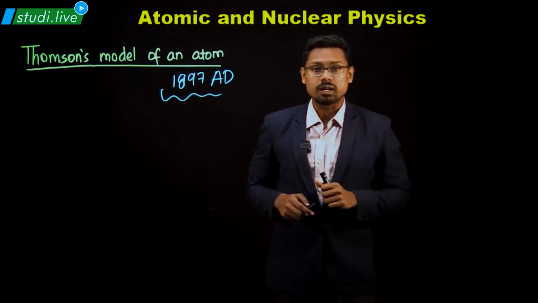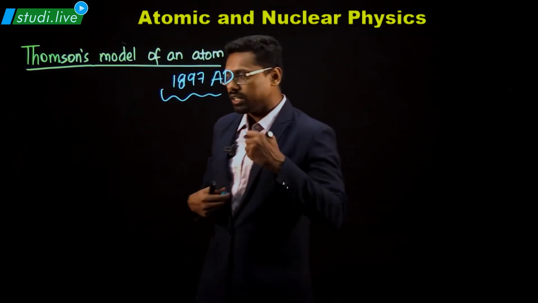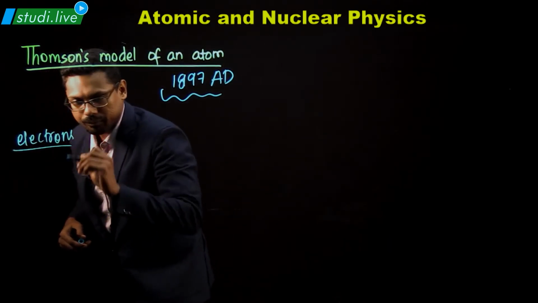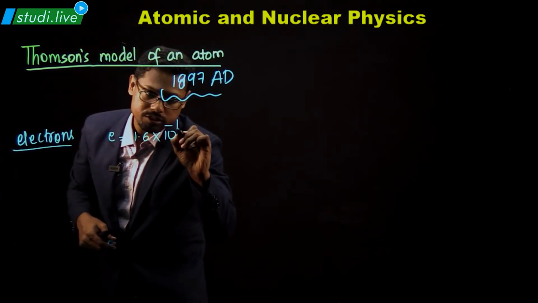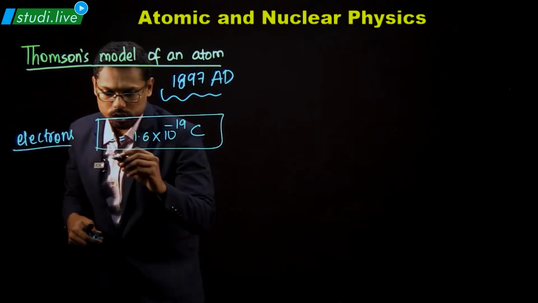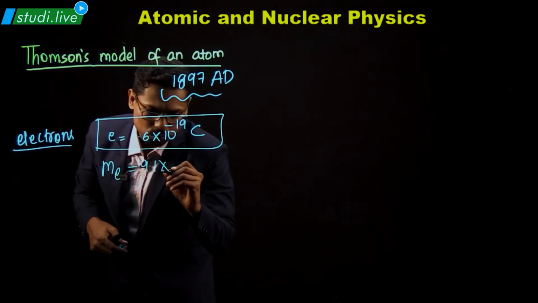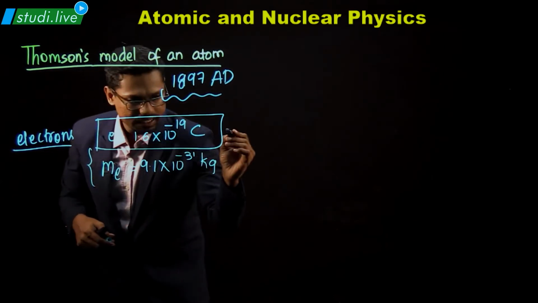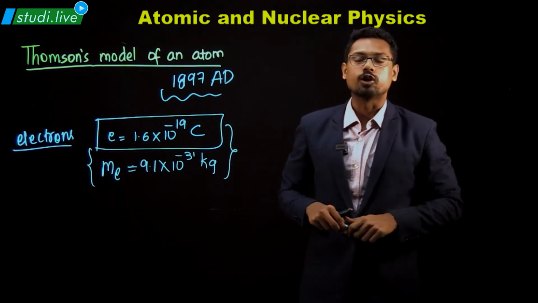And he came across something very important. He discovered electrons. What are electrons? Electrons are negatively charged particles present inside an atom. The charge of an electron, as we know now, is 1.6 x 10^-19 coulomb, where coulomb is the unit of charge. Also, the mass of an electron is 9.1 x 10^-31 kilograms. These results are a contribution from the theory proposed by Thomson's model.